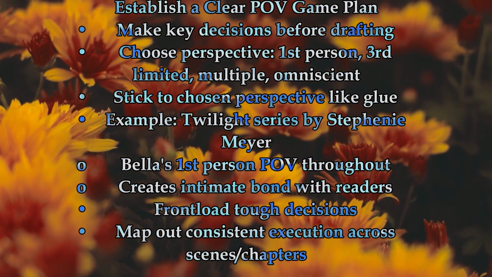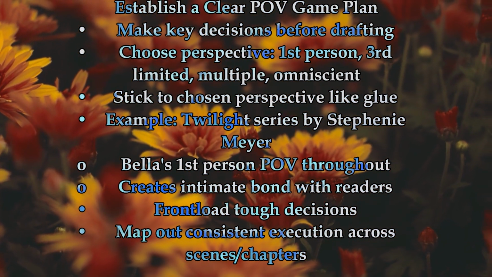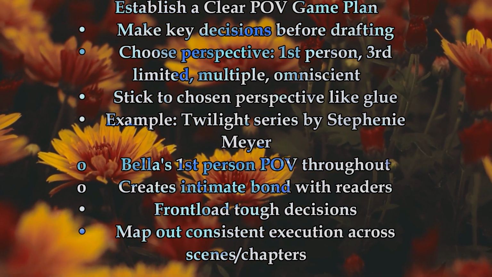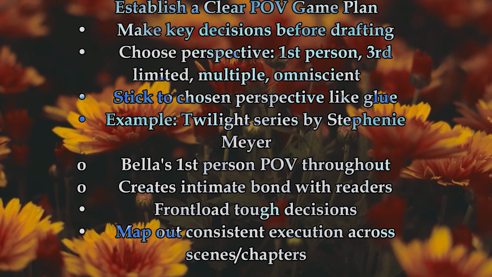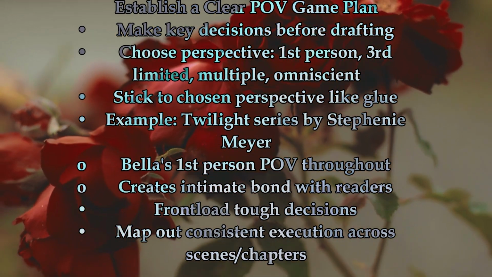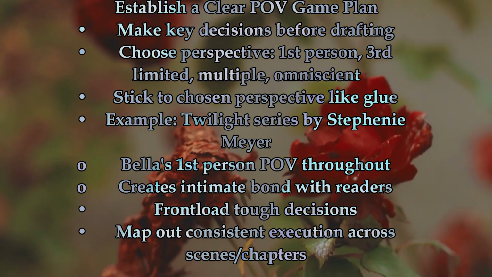First things first, before you even put pen to paper or fingers to keyboard, you need to establish a clear POV game plan for your story. This means making some key decisions right out the gate about which perspective you'll be using and sticking to them like glue. Take Meyer's mega best-selling Twilight series, for example.